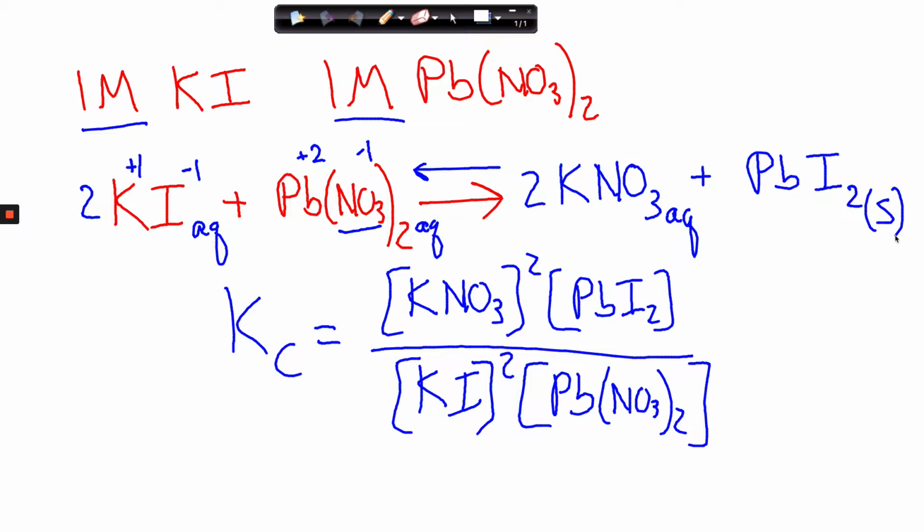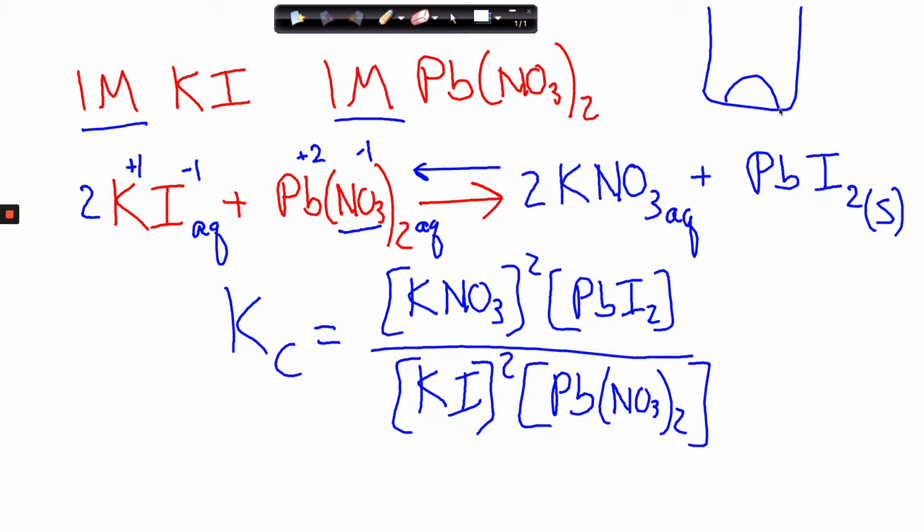Is this equilibrium homogeneous or heterogeneous? Heterogeneous. Aqueous, aqueous, aqueous, solid. You can picture the lead 2 iodide at the bottom of the beaker. That's the way we draw it. This is the convention on the AP: the PbI2 is on the bottom of the beaker.